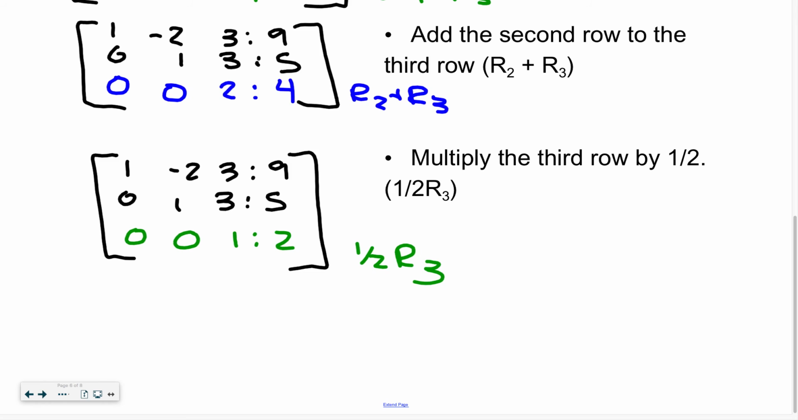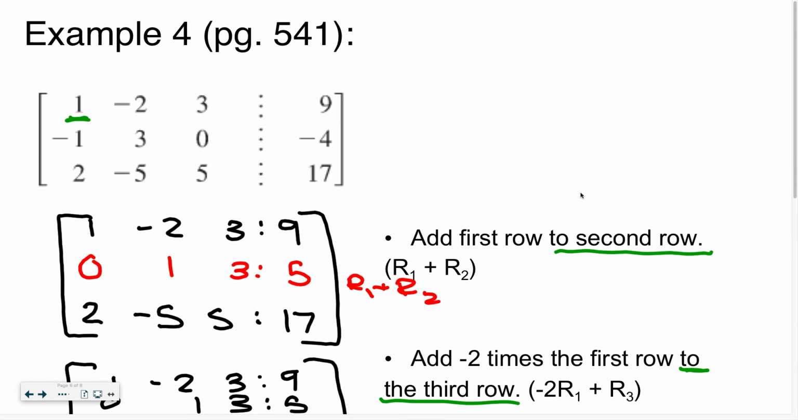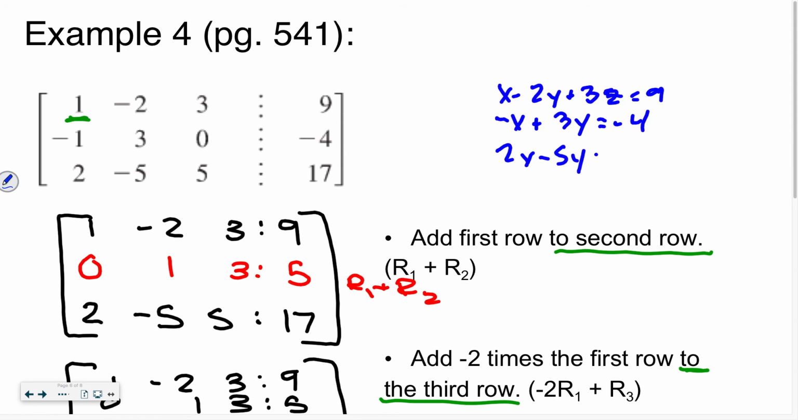Okay, now let's put a little bit of context to why we are doing all this. Why are you making me write a matrix 5 times, Miss Chonky? I'm tired. Okay, that kind of stuff. Do you agree that up here at the beginning, this is a system? It's an augmented matrix. So this is like x minus 2y plus 3z equals 9, negative x plus 3y equals negative 4, and 2x minus 5y plus 5z equals 17.